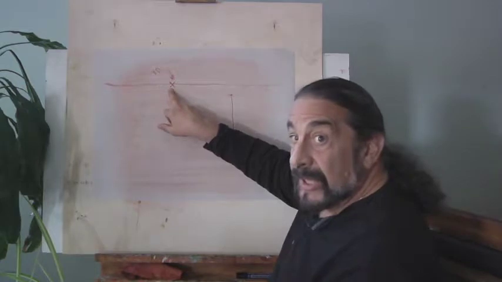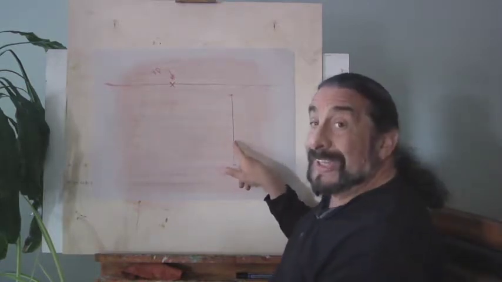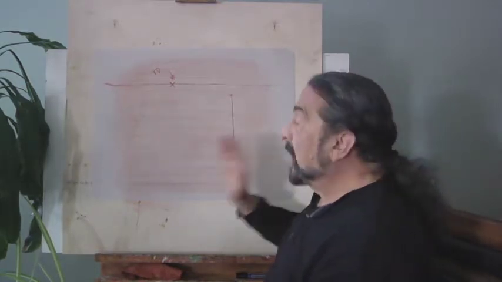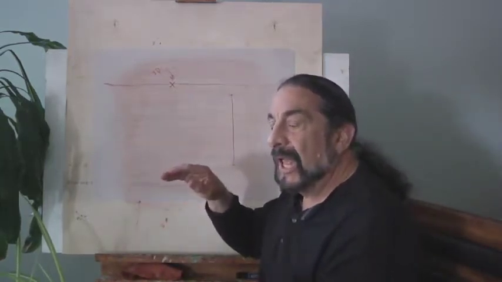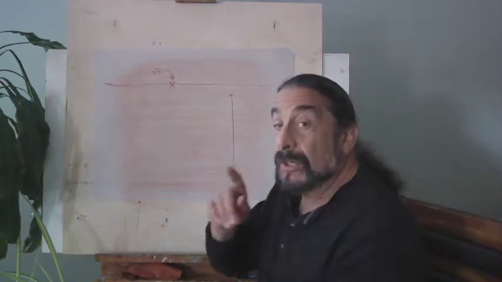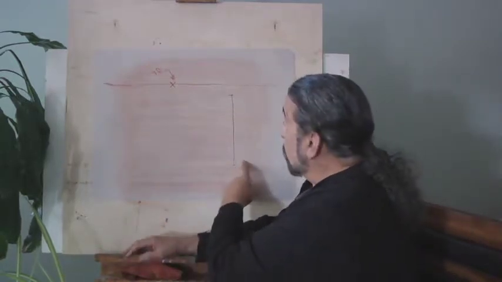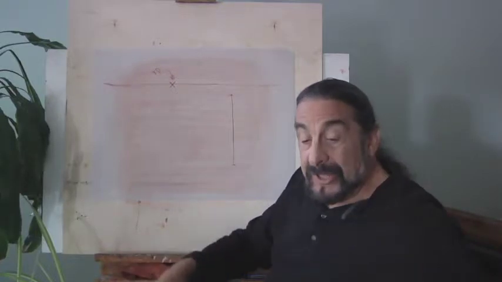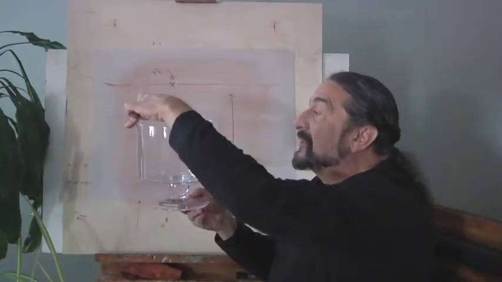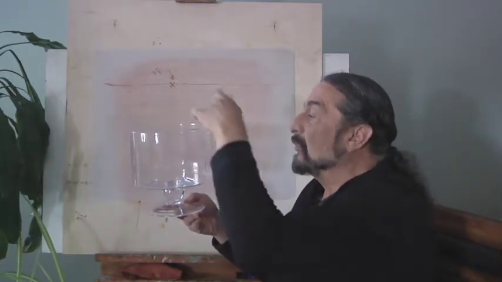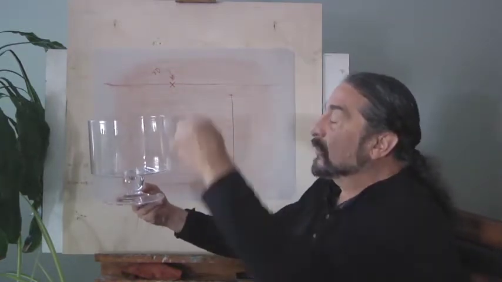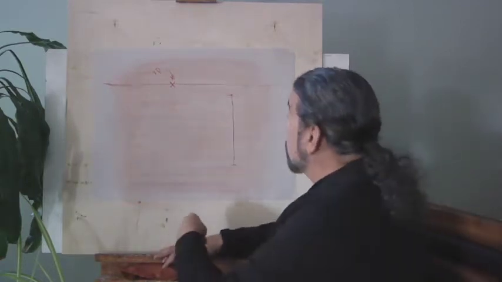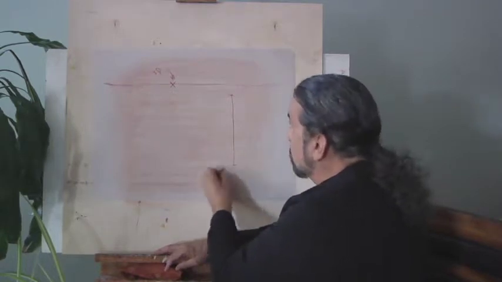Horizon line, vanishing point, and this is called the leading edge. In one point perspective, all lines that are vertical, all lines that are horizontal are straight. So I'm going to establish first the width. How wide is it from here to here? How wide is it as compared from here down? And if you look at it, it's almost a square. Almost a square. It's a little taller than it is wide.